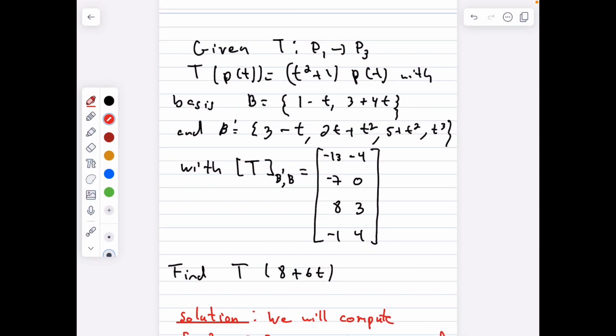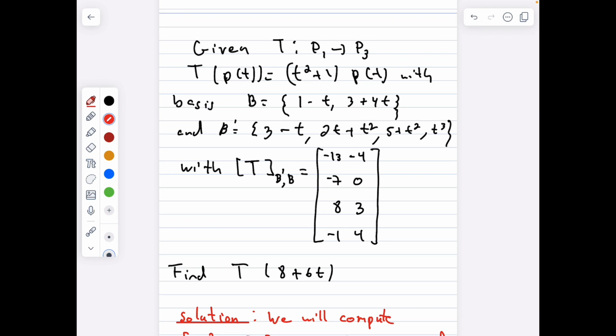Everyone. So today we've got a linear algebra question. We've got this transformation T that goes from P1 to P3, where P1 is the space of all polynomials of degree 1 or less, and P3 is the set of all polynomials of degree 3 or less. The transformation T of p(t) is defined to be (t squared plus 1) times p(t).